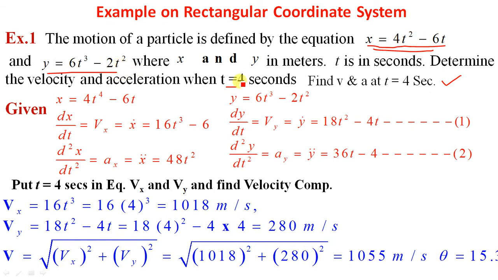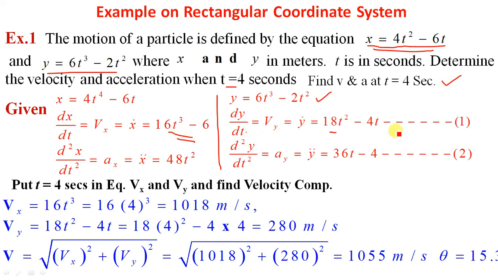So x and y is given. So I will write down the given equation. X is equal to 4t raised to 4 minus 6t. Initially I have to find out velocity in x direction. So I will differentiate this equation with respect to time t. So we will get 16t cube minus 6. Similarly y is given. In order to find out the velocity in y direction, we have to differentiate this equation with respect to time t. So we will get 16t square minus 4t.